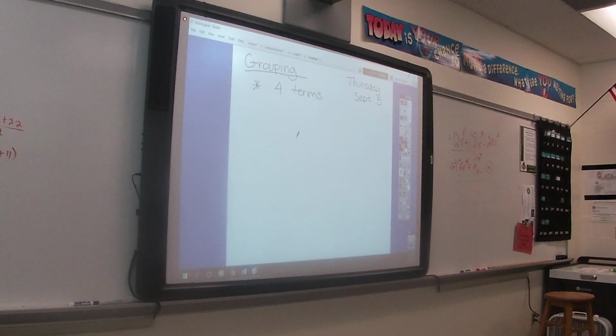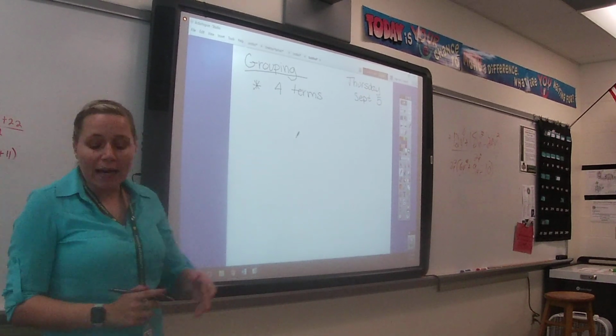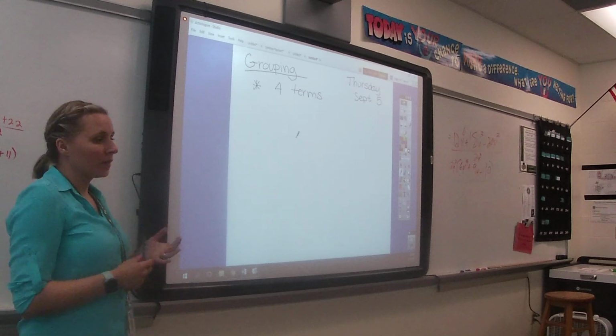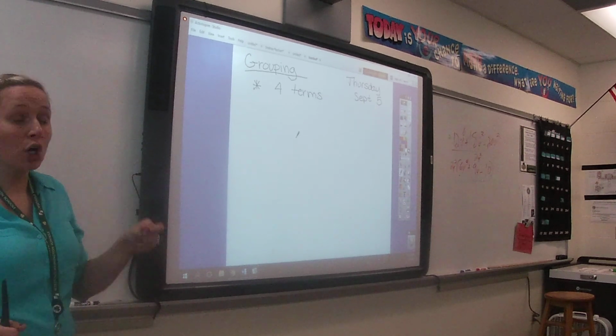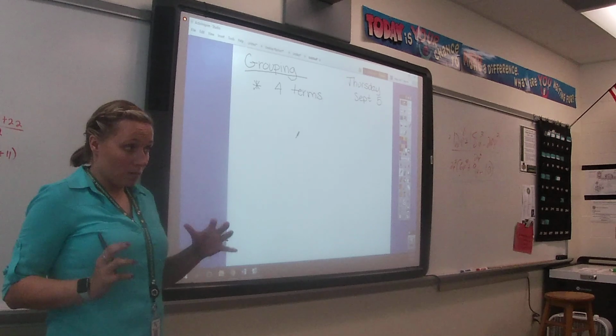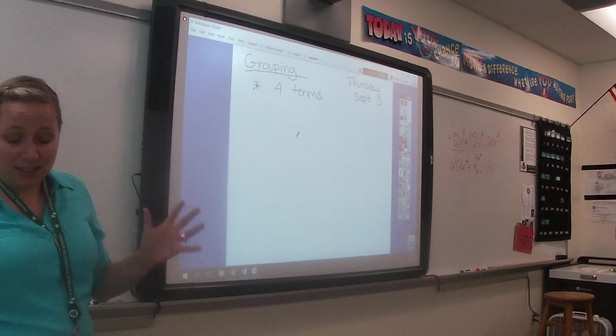Okay, when we are factoring by grouping, we're going to have something that has 4 terms. But we are not really going to consider all 4 terms.